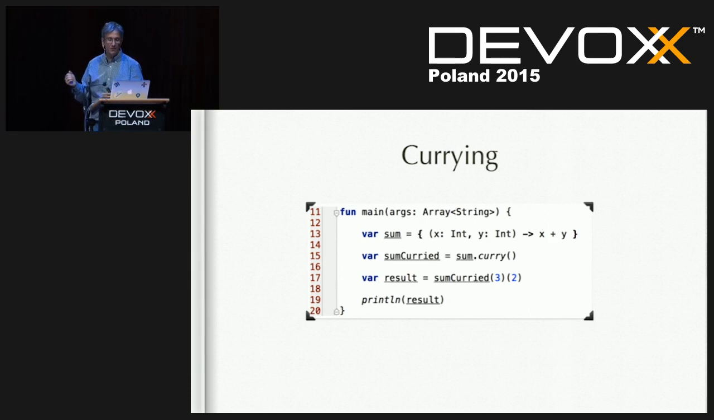So here I have a function called sum that takes 2 parameters, x and y. Sum curried, if I call curry on sum, what that's going to do is give me back a function, sum curried, which takes a single parameter. Now I can say sum curried 3, and what that is going to do is give me back a function that takes a single parameter onto which I pass the second parameter.